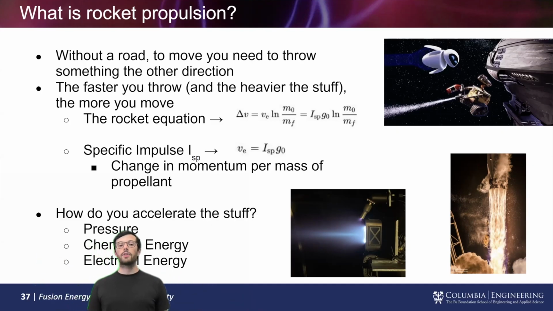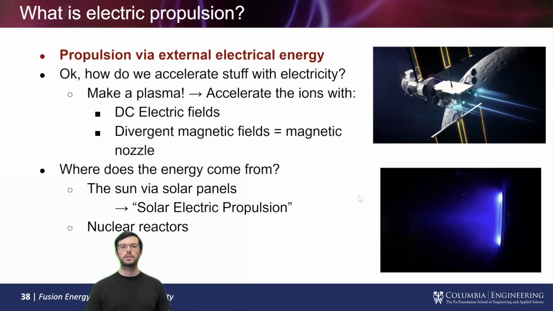And then the final one is electrical energy, and that's what we're going to talk about today. That's what's showing down here. This is an electric rocket. So what is electric propulsion? It is broadly propulsion via external electrical energy.